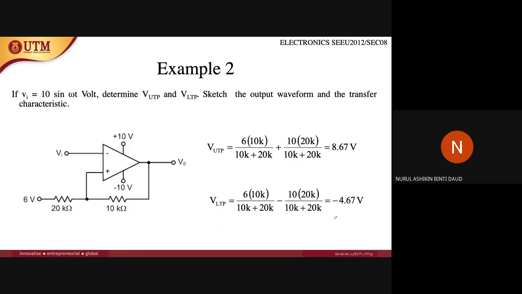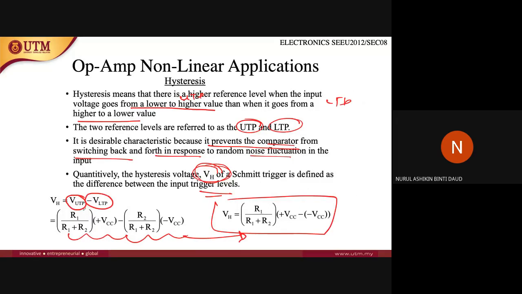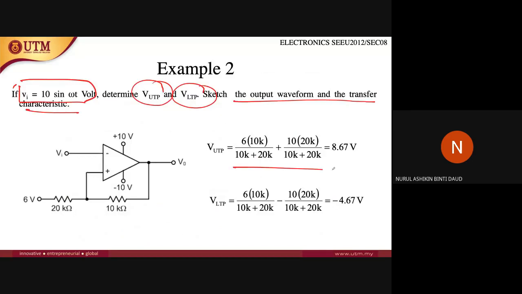Okay, so let's look at the example here. If V1 is equal to 10 sine omega t volts, determine the VUTP and VLTP. Sketch the output waveform and the transfer characteristic. So it's given to you the value of the input signal. Based on the formula, you can find straight away VUTP and VLTP. I believe there is no problem here.